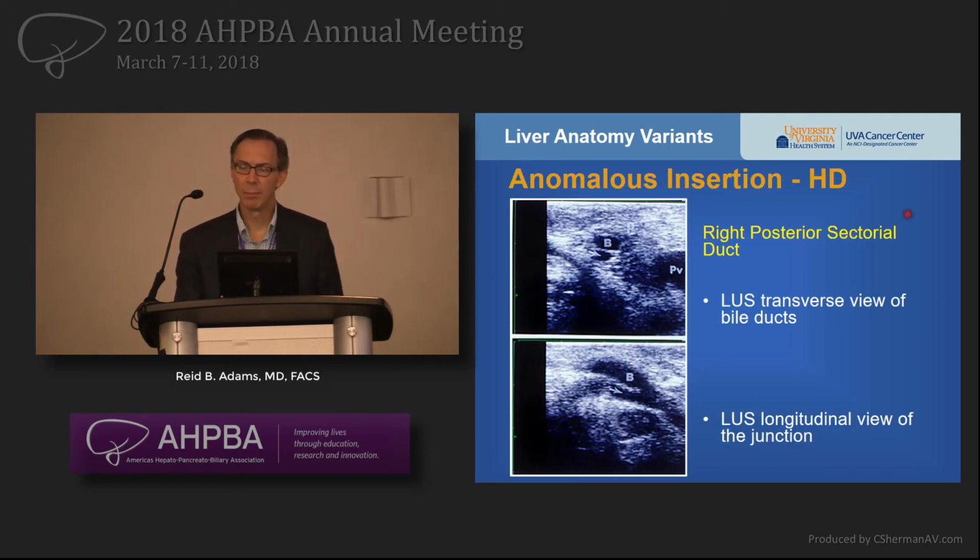And then finally, a bile duct anomaly. Here is a right posterior duct. You can see the bile duct here. This is a transverse view using laparoscopic ultrasound. You can see this tubular structure here sitting behind the primary bile duct. If you change your scanning angle and look at it in a longitudinal fashion, you can follow this posterior duct inserting below the main porta up here, coming in inferior to the central hilum.